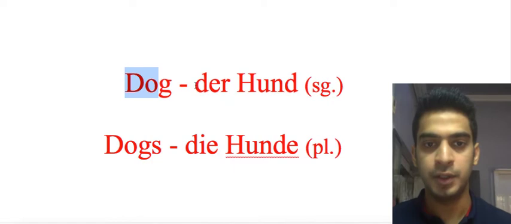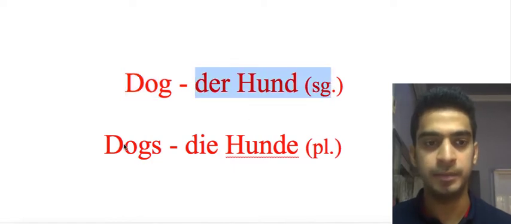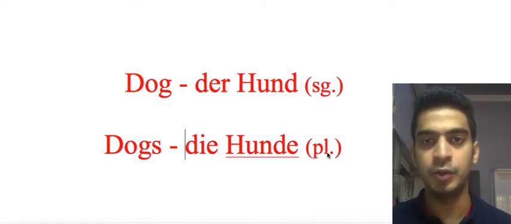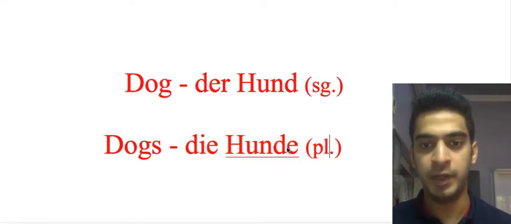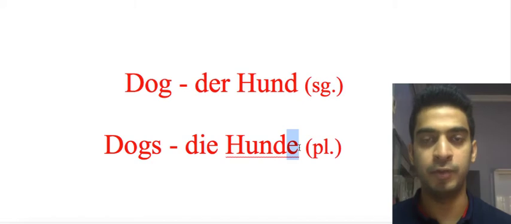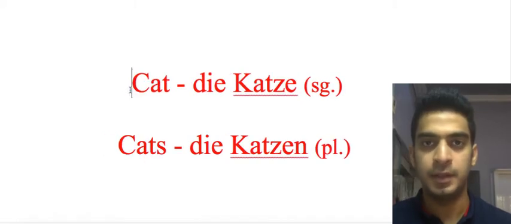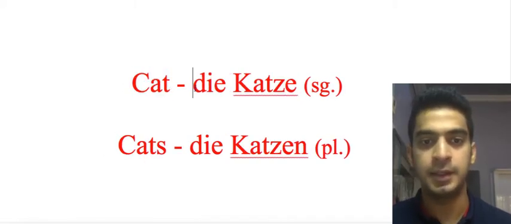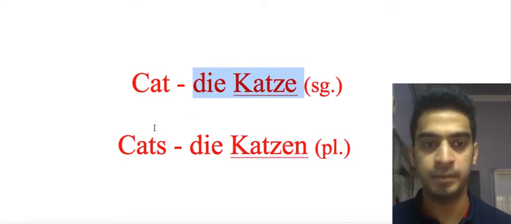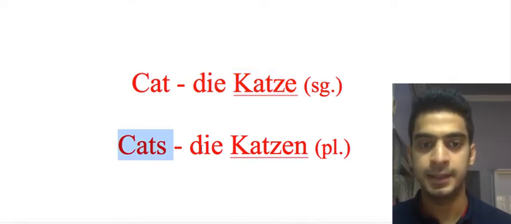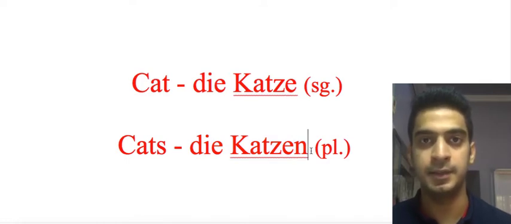Dog, der Hund, singular form. Dogs, die Hunde, plural form. We have an extra e at the last position, die Hunde, plural form, dogs. Next, cat, die Katze, singular form. Cats, die Katzen, plural form. We have an extra n at the last, die Katzen.